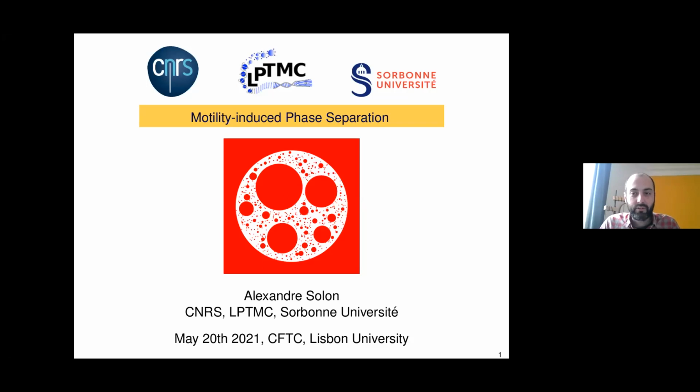And so as Mikola said, I'm going to talk about motility-induced phase separation. That's one type of phase transition that we find in active matter. It's maybe the simplest kind of phase transition that we have in active matter. But so first, since active matter is a relatively recent field, I don't expect that everybody is familiar with it. So I'm going to introduce a bit more generally what we call active matter.